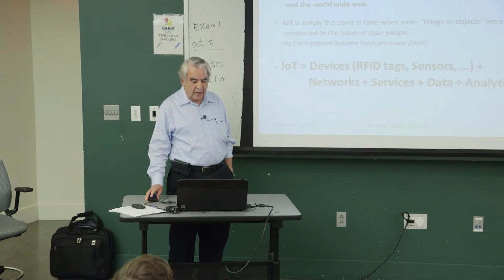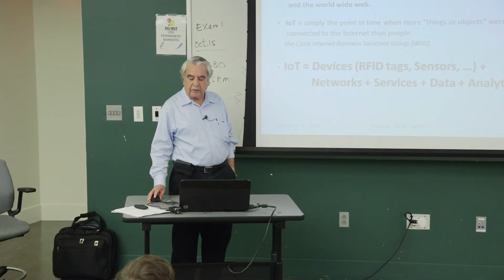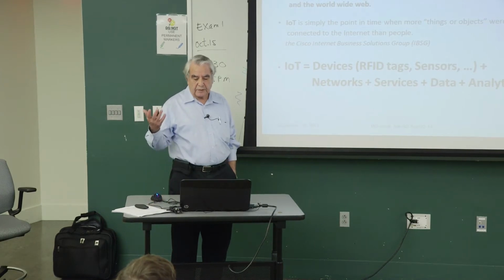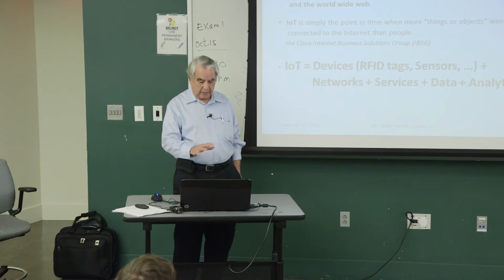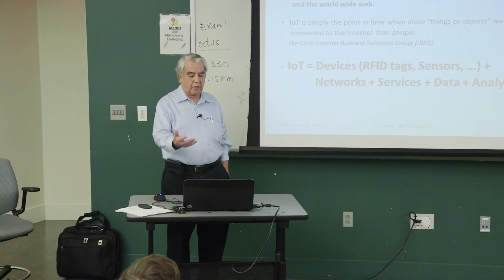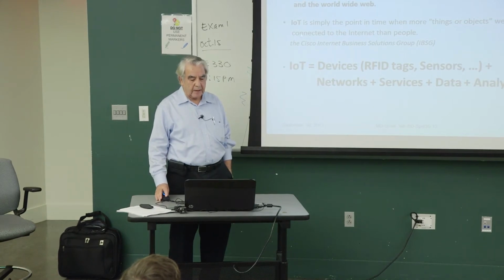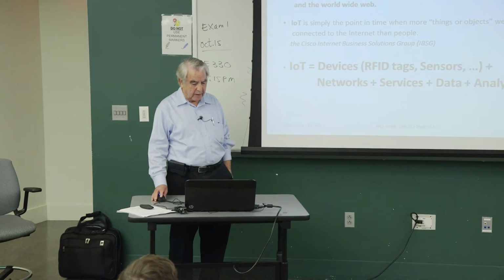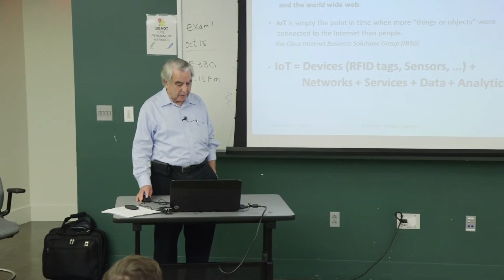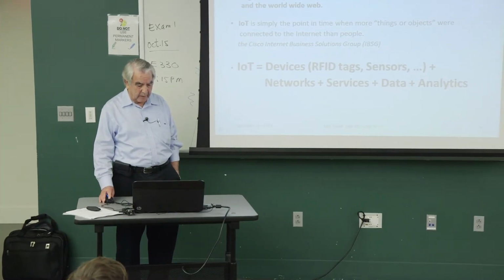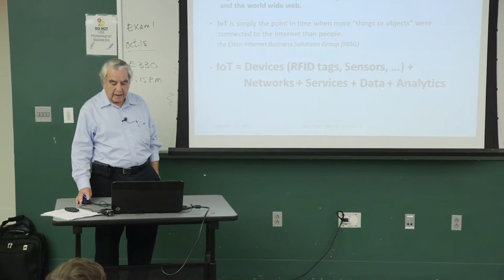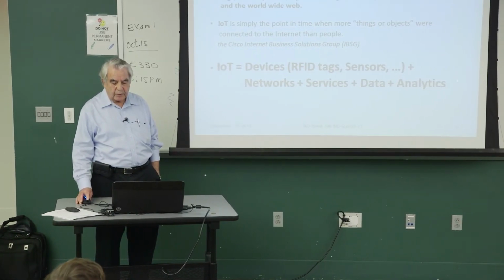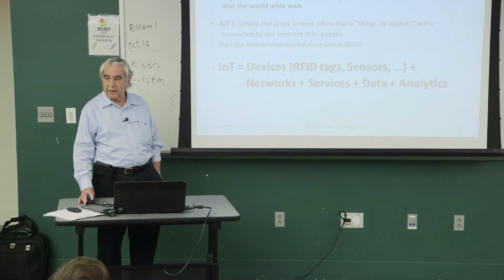I'll tell you what they are. There are sensors, RFID tags, which is radio frequency identification tags, mobile phones, you just name it. Everything which is addressable, and I'll tell you what addressable means, and is connected to the network. Most of you know all of these things, but I repeat it anyway. Cisco says IoT is simply the point in time when more things or objects were connected to the internet than people. It is essentially devices, RFID tags, sensors, plus networks, cross-interdisciplinary, plus services, plus data, plus analytics. Here is where we get involved: data and analytics.